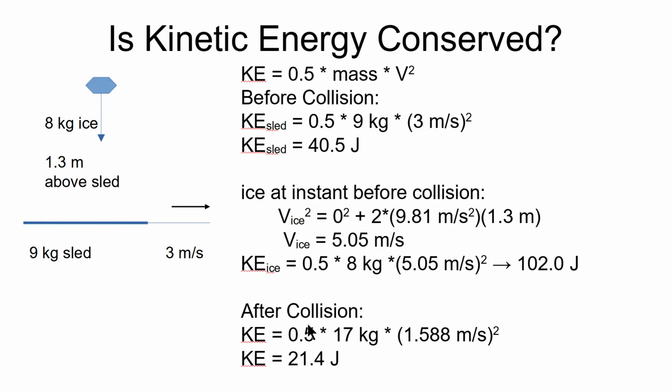After the collision, there's one object, 17 kilograms. From the previous slide, its velocity is 1.588 meters per second. We have to square its velocity. And you can see kinetic energy has dropped a lot. Before we had 40 plus 102. Now we only have 21 joules of kinetic energy. Again, kinetic energy is not conserved in an inelastic collision, so this is not a surprise.